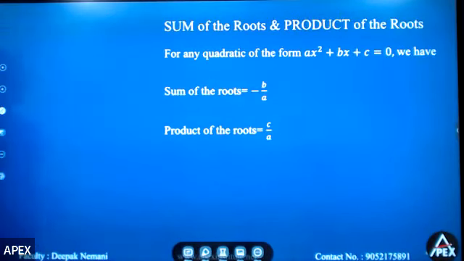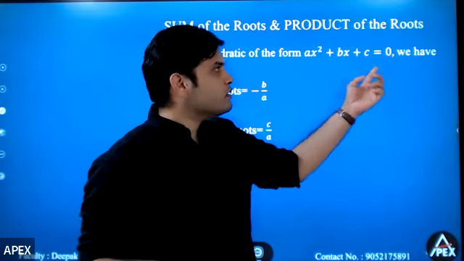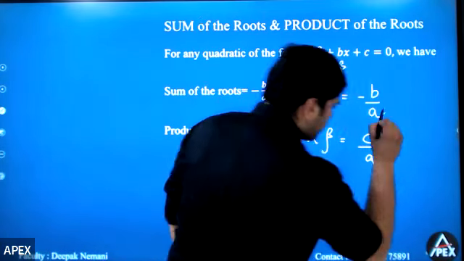Now moving ahead to sum of the roots and product of the roots of a quadratic equation. Now for any quadratic equation in the form ax square plus bx plus c is equal to 0, we have the sum of the roots as minus b by a. So if alpha and beta are the roots of this quadratic equation, alpha plus beta will be equal to minus b by a. And if alpha and beta are the roots of this quadratic equation, then the product of the roots, alpha into beta, will be equal to c by a.